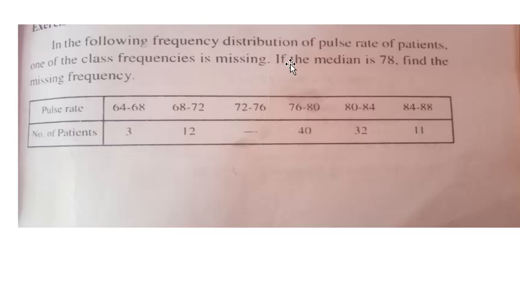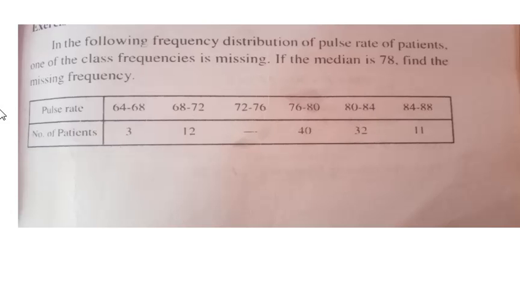In the following frequency distribution of pulse rate of patient, one of the class frequencies is missing. If the median is 78, find the missing frequency. Okay, so you have to find the missing frequency here. In the following distribution of pulse rate, one of the frequencies is missing. You have to calculate the median.